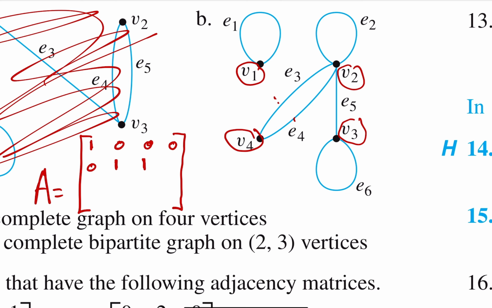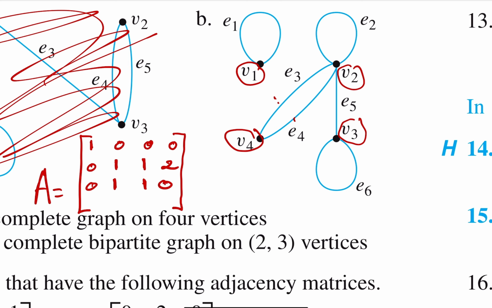Now V3 and V4 we have two. Now V3 and V1 we have no connection. V3 and V2 we have one. V3 and V3 we have one loop, just one. Now V3 and V4 no connection.